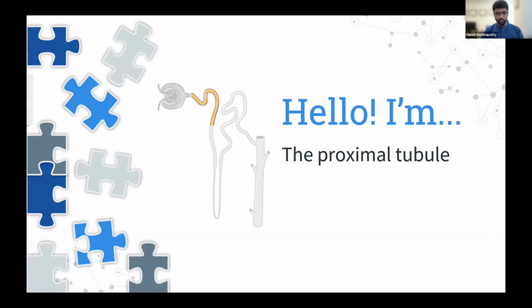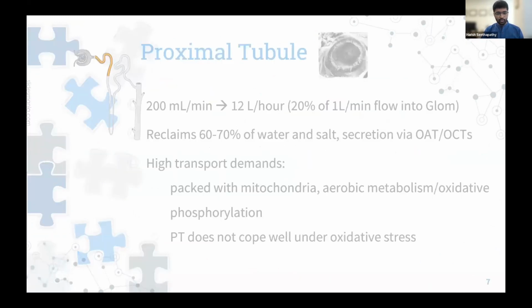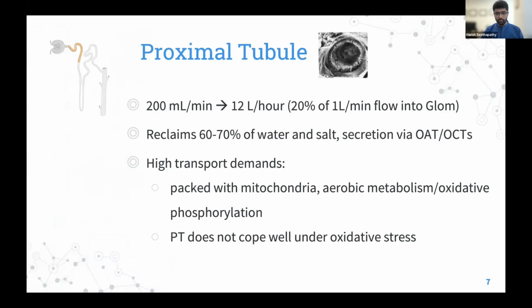So I'll introduce our main victim here. The victim is the proximal tubule. As you know, the proximal tubule receives 20% of the glomerular filtrate, which is a lot of filtrate, right? It's around 12 liters of fluid that is almost like plasma per hour. The proximal tubule is kind of the workhorse of the nephron because it has these dense microvilli that help reabsorb or reclaim 60 to 70% of water and salt. And it also deals with a variety of secretion of drugs and other substances via its many transporters.